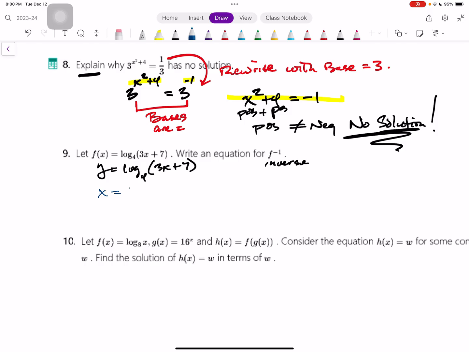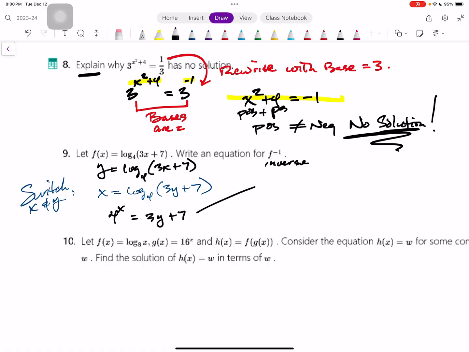Okay, I got x is equal to log base 4 of 3y plus 7. Almost major boo-boo there. So switching x and y here. And then now you got to solve for the original variable. So here we go. Now we go to exponential form. So 4 to the x power is equal to 3y plus 7. And now we solve for y.